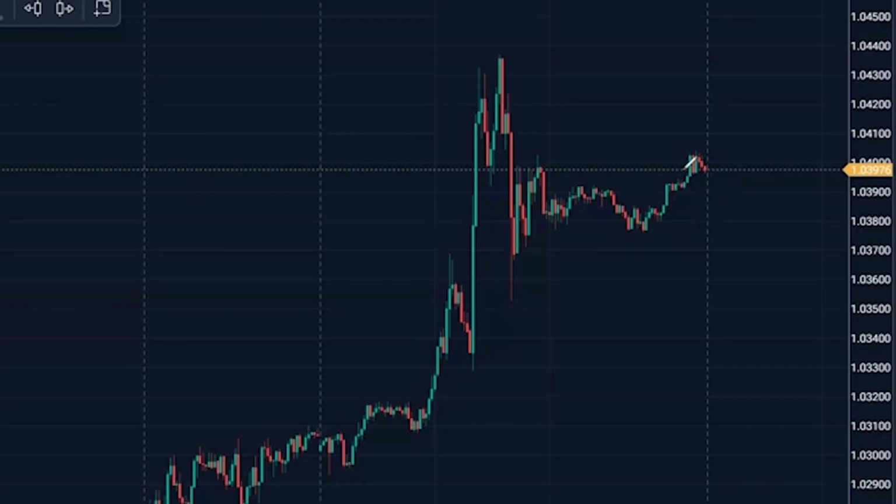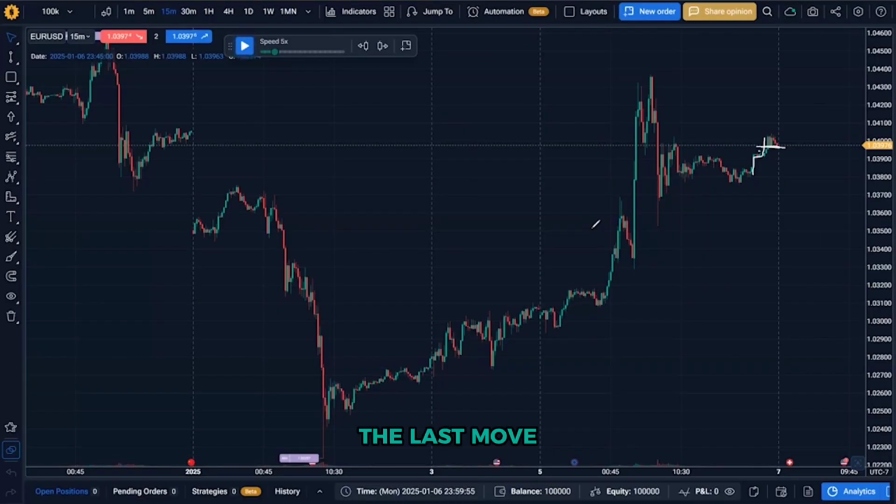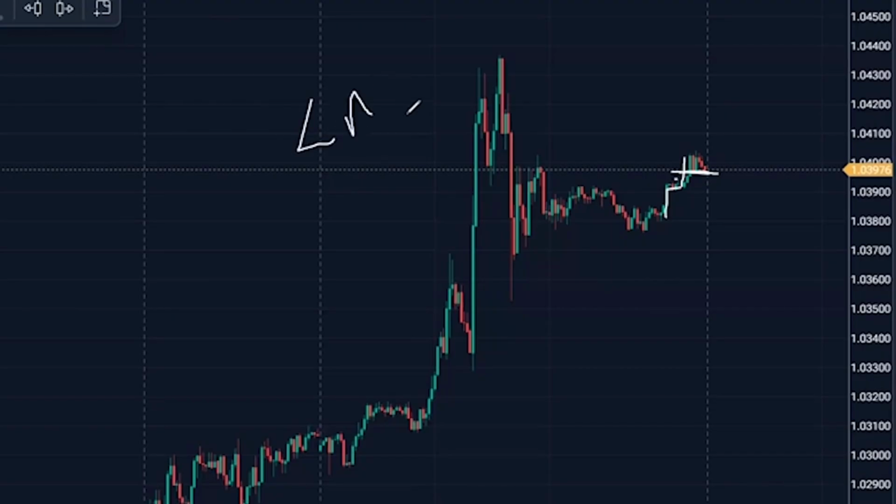The last move, whoever said this is 50% is correct. This is 50% of the last move. The market moved up, went sideways, it moved up. That's the last move, and it came back to the 50. I don't know how you can look at market structure differently if I say the last move. That's all we look for: 50% of the last move.